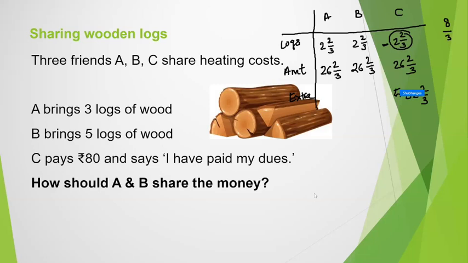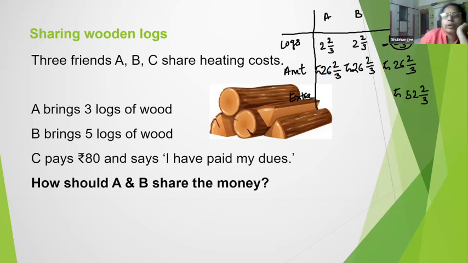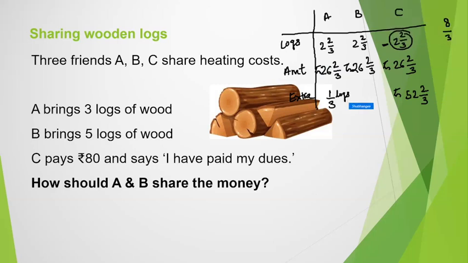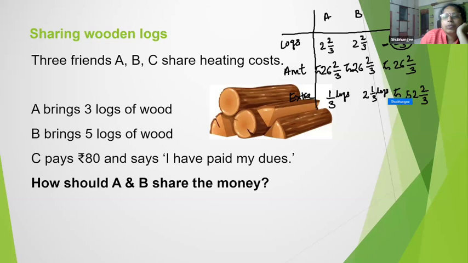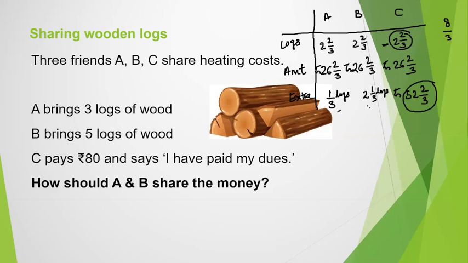And A has paid 1/3 log extra. Logs. He has paid how much? 2 1/3, right. Now what to do? So A has to get 1/3 log worth of money, and B has to get 1/3 log worth of money, which has to be shared in that ratio. The 52 2/3 rupees has to be shared in the ratio of 1/3 to 1/3. Got it? This is the extra, and this is the ratio in which it has to be shared. Right. So 52.